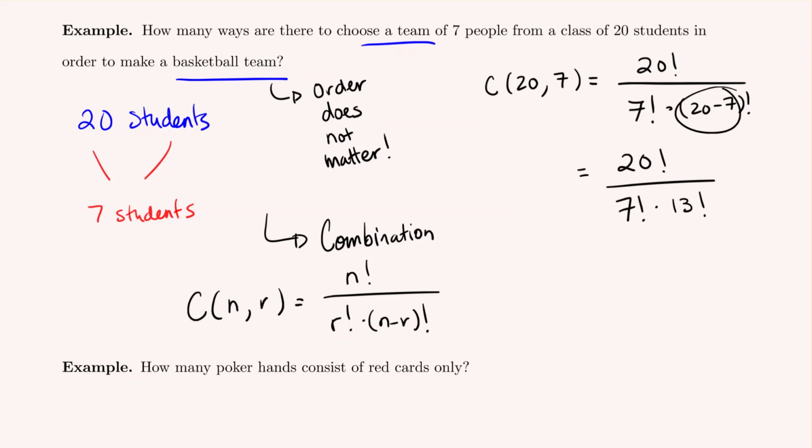And then here we simplify. I know that the top, 20 factorial, is going to be 20 times 19 times 18, etc., all the way down to 2 times 1. And it has the most in common with the 13 factorial. There will be a lot of cancellations here.